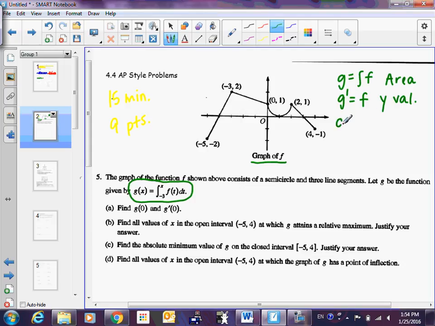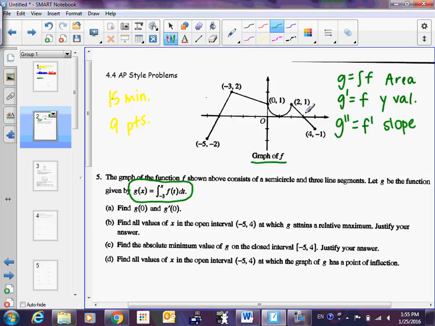So watch what I'm going to do next. I'm going to take derivative of both sides again. So I'm going to get g double prime. What would I write on the right side? F prime. Since this is the graph of f, f prime relates to the slope of the graph.